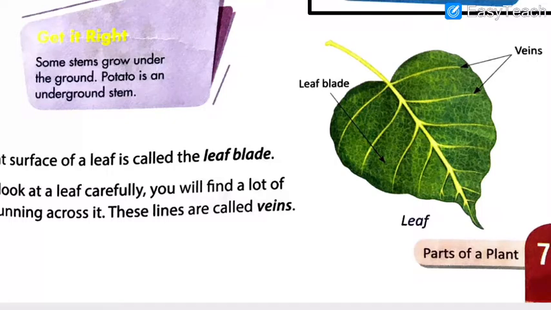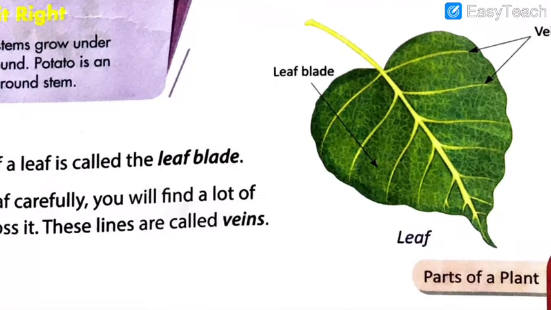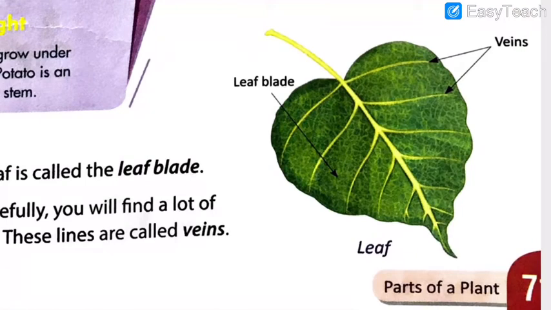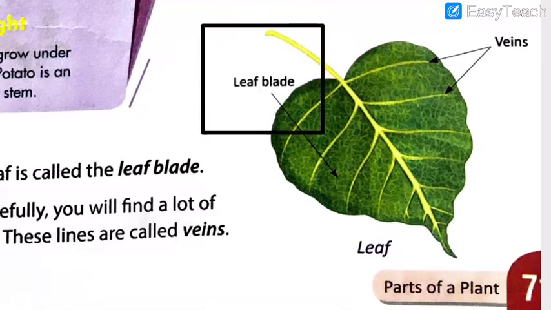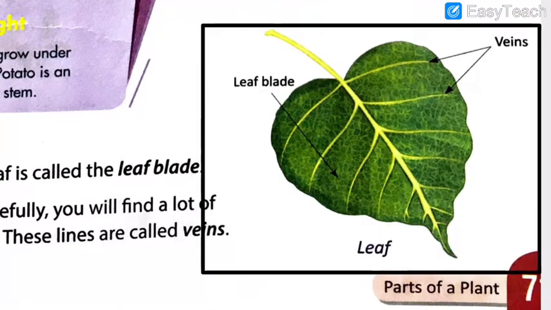So if you can see the leaf, this is very easy, or I should say the easiest topic in this chapter, leaf. To understand leaf, it is very simple.